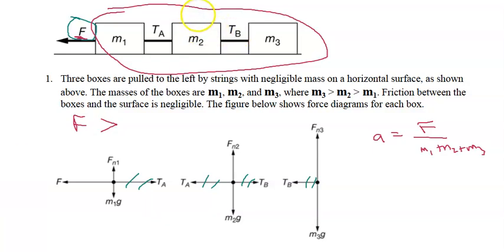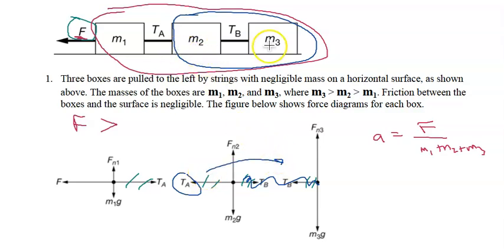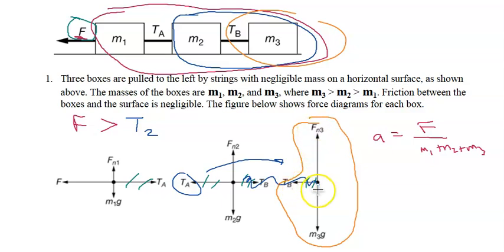The second tension, if you lumped these two together as a system, then these two forces would cancel, and tension A's job is to accelerate M2 and M3. So since it has less work to do, it is a little bit less than the outside force. And then tension 3's job, or TB, if we focused on just the third object, its job is only to accelerate M3. So it has the least work to do of all of them. So that is your relationship.